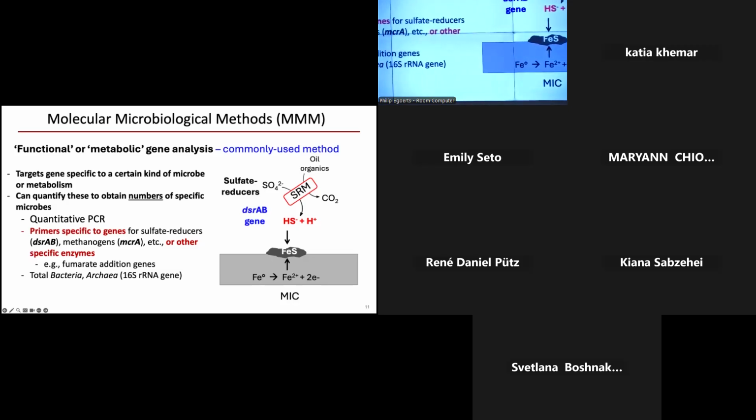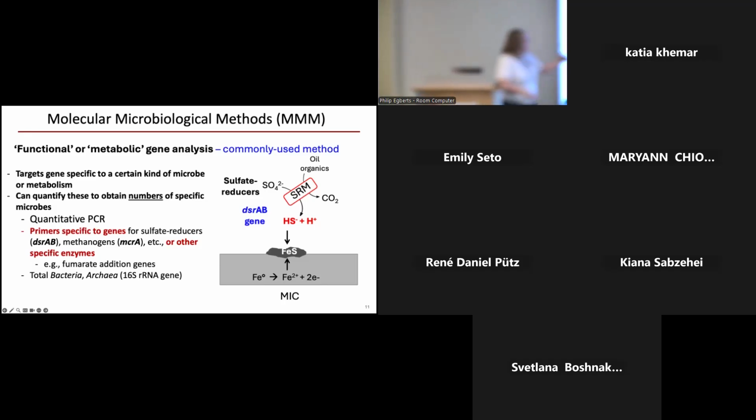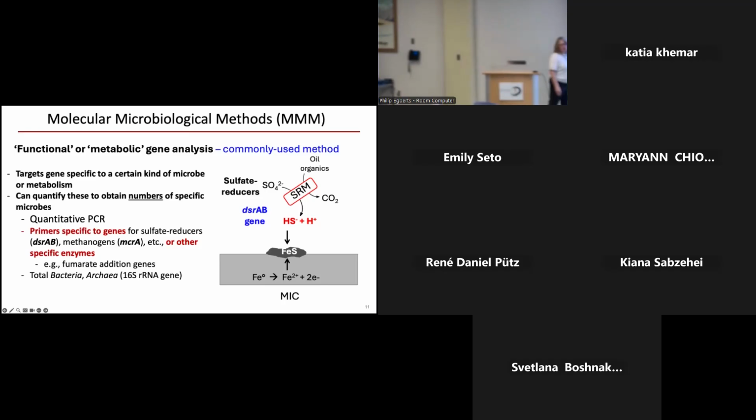So if we really want to know, hey, do I have sulfate reducers specifically in my sample, I can do the same kind of thing. I can target this gene, make millions and millions of copies of it, and then see whether or not that gene is actually present in the sample. That would be an example of a functional gene, okay? So we can do that type of analysis, and we can quantify it, which can give you numbers. So instead of using those bug bottles where you're really limited to culturing specific types of organisms, we can use more targeted genes that we know encode those specific enzymes that are important to these groups of organisms.